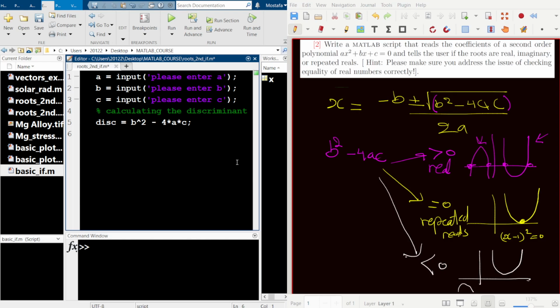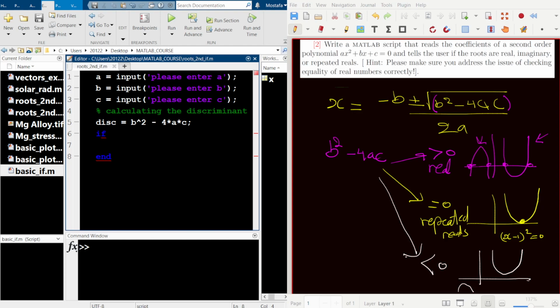Now we need to do the branching. We need to do the if statement. So there is an if statement, and obviously there is an end, so every if comes with an end. But let's be careful a little bit, because we are asked to make sure that we address the issue of checking the equality of real numbers correctly. Remember, you need to check equality with 0 to decide whether the roots are repeated reals or not.